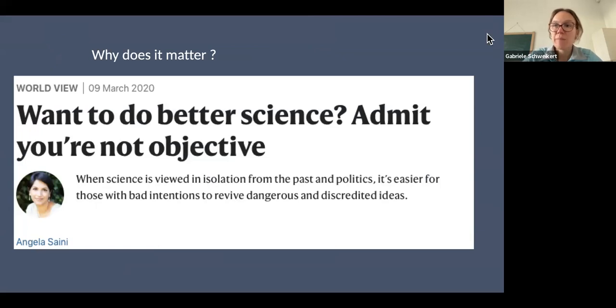So I think apart from our personal perspective, the fact that we are approaching science as individuals with a history, we have to also think about the bigger picture: that we are not isolated, but science happens in the context of past scientific events, past historical events, and in the context of politics. And again, science cannot be treated as independent of that.